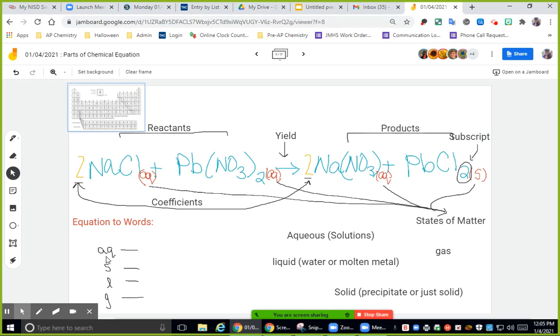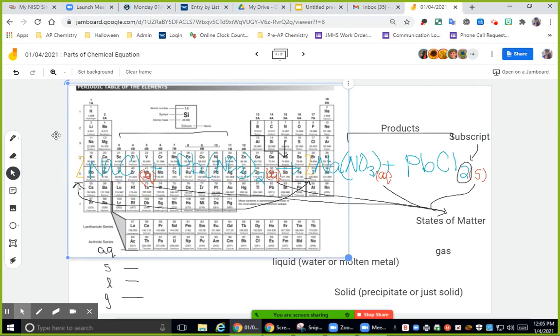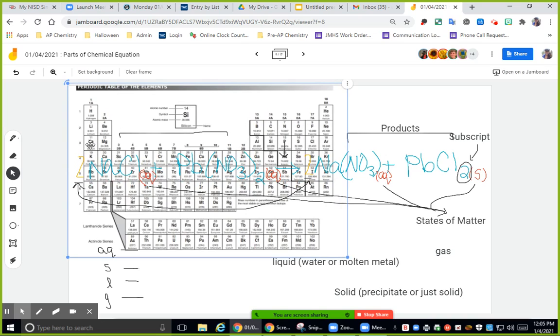All right, so let's look now down here. Okay, we'll go to equation to words after. So let's talk about these funny states of matter symbols. So AQ, that is aqueous. Okay, aqueous means, for example, I have this NaCl. So we know that's ionic because Na is a metal, right? Metals are over here. Chlorine over here, so sodium chloride. Sodium chloride is table salt.